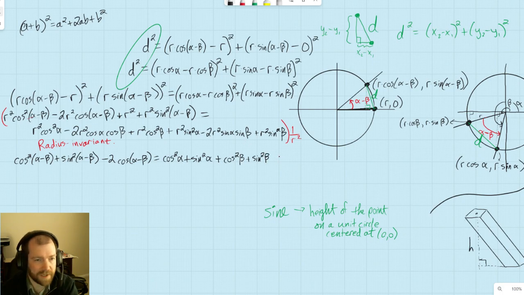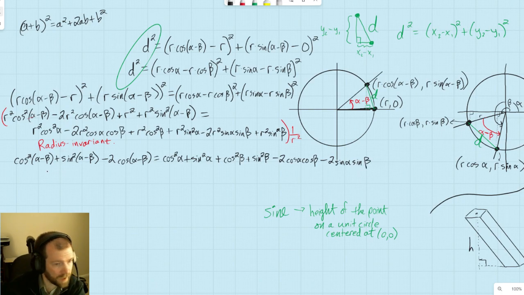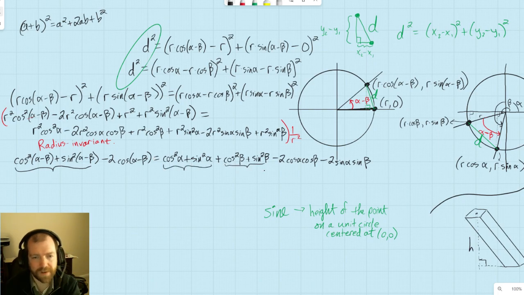And then here what's left is going to be our minus 2, the r squared's gone again, cosine alpha cosine beta, minus 2 sine alpha sine beta. So now these right here, cosine squared alpha minus beta plus sine squared alpha minus beta, and also cosine squared alpha plus sine squared alpha, and also cosine squared beta plus sine squared beta are all 1.